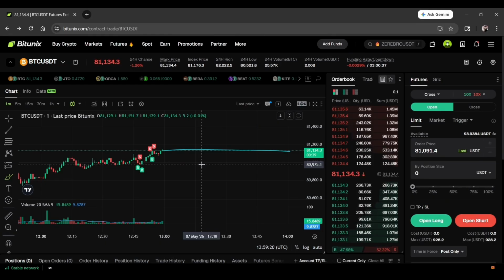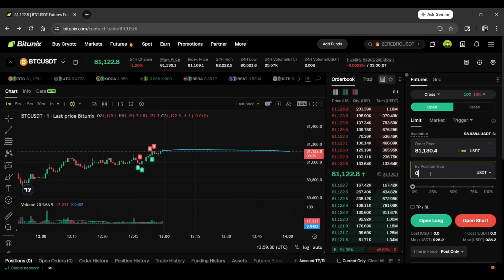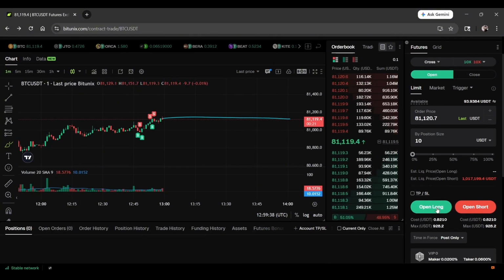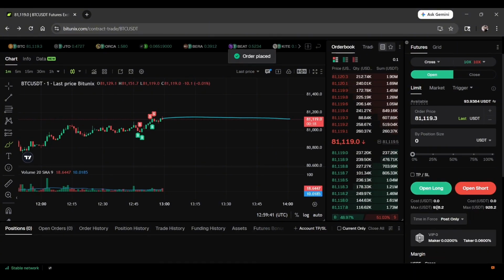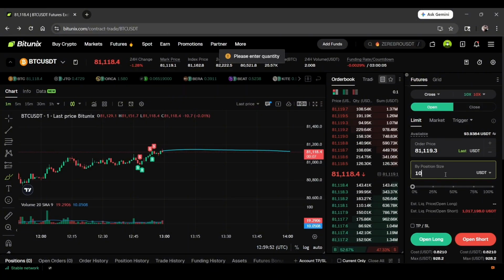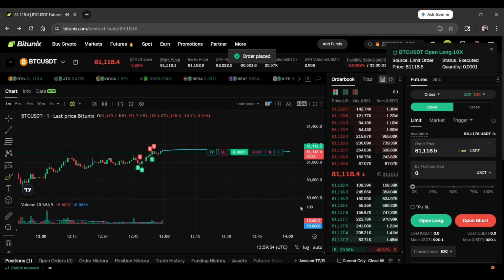Now, whenever you're crossing the spread, this is the exact same thing as executing a market order. So even though the button that I've selected is limit order, if I do it higher than whatever the best sell price is, and then I click open long, it will... let me just change this, one second. There we go. So now I've crossed the spread, okay?